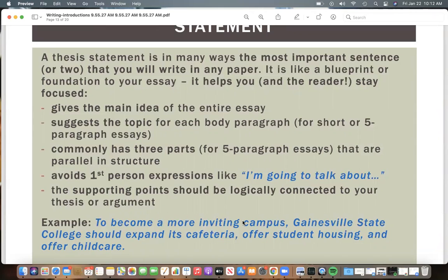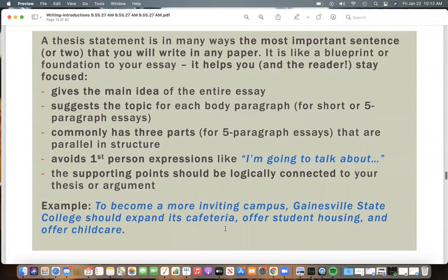It avoids first-person expressions like, I'm going to talk about. Don't tell me you're going to talk about that. Just talk about it. And the supporting points should be logically connected to your thesis or argument. A good example of this that does have that 3-part structure is, to become a more inviting campus, Gainesville State College should expand its cafeteria, offer student housing, and offer childcare. You've got 3 parts there that set up what your different paragraphs are going to talk about. I'm going to expect to see a paragraph about expanding the cafeteria, one about student housing, and one about childcare.